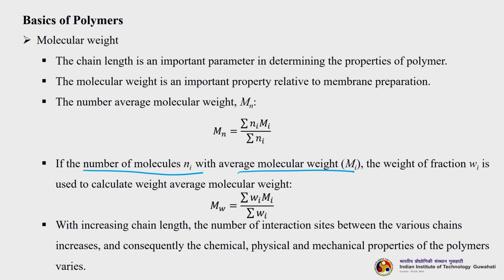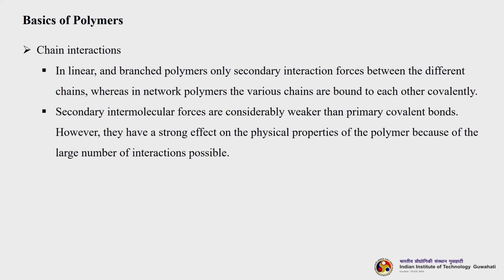So, with increasing chain length, the number of interaction sites between various chains increases, and consequently the chemical, physical and mechanical properties of the polymers vary. This we have seen in one of the tables where I was showing you how, when the number of units increases, the properties and the molecular weights differ. In linear and branched polymers, only secondary interaction forces between the different chains exist, whereas in network polymers the various chains are bound to each other covalently.